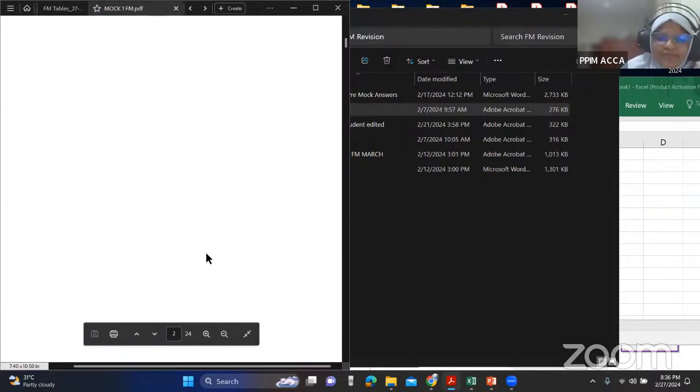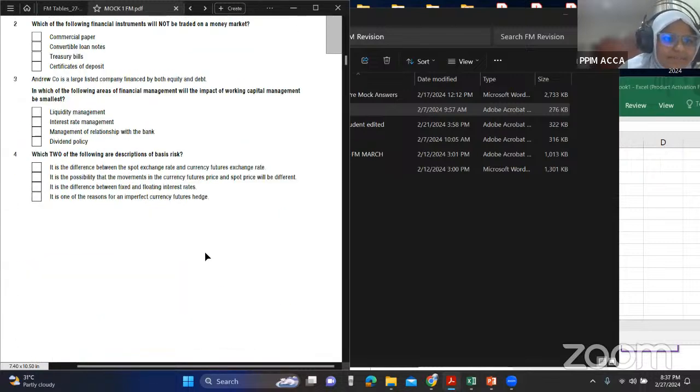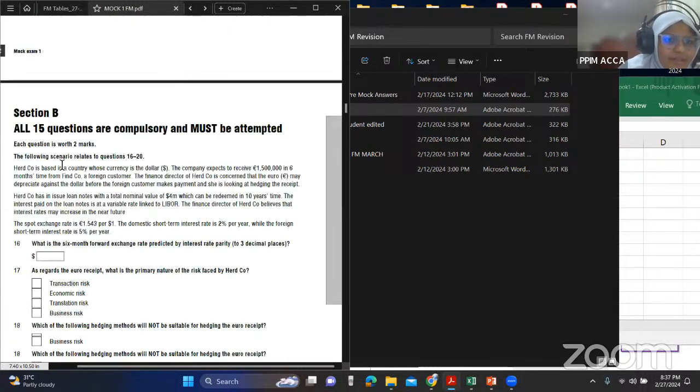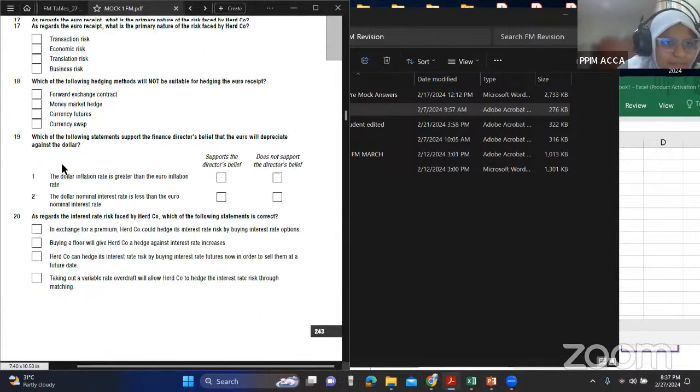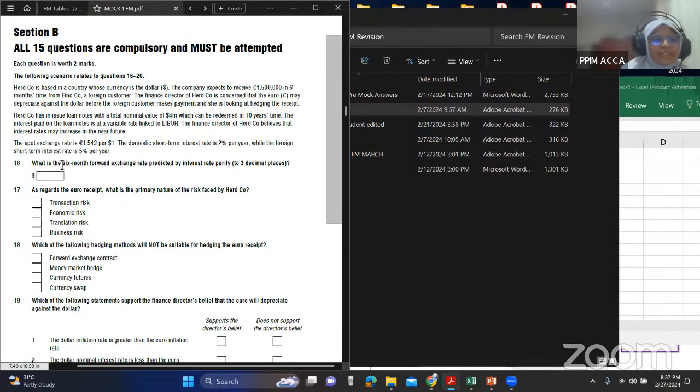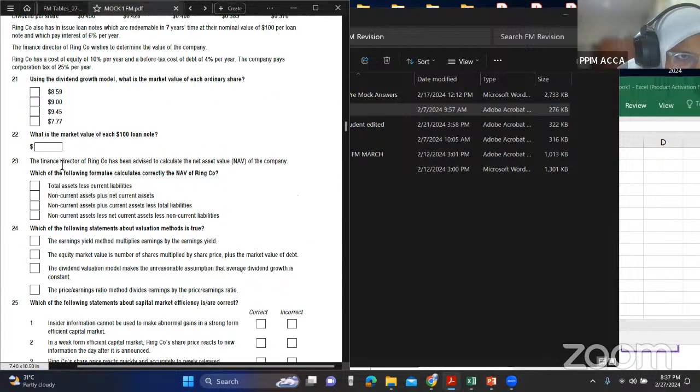This is why, if you have a revision kit, they will make sure that everything is properly updated, right? But the problem with the revision kit is you don't get a mix of questions. Okay, that's the only issue. All right, so let's try this one out.